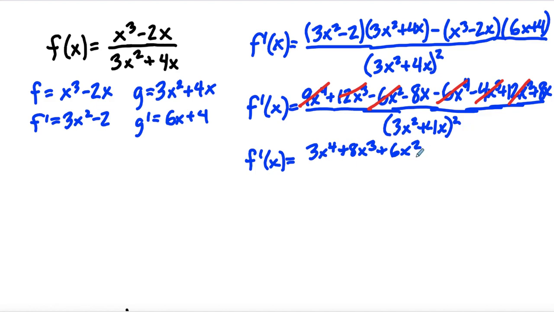This is all of our terms left here. We got minus 8x plus 8x cancels. And now we can just write our denominator. And again, I like to just leave this in parentheses squared. And we're done with this one.